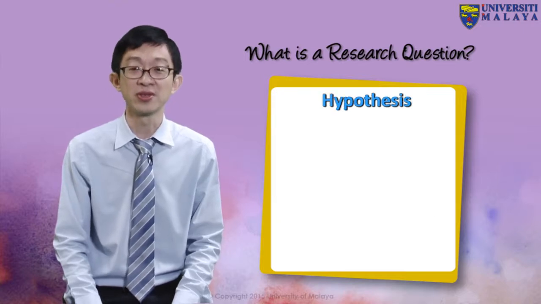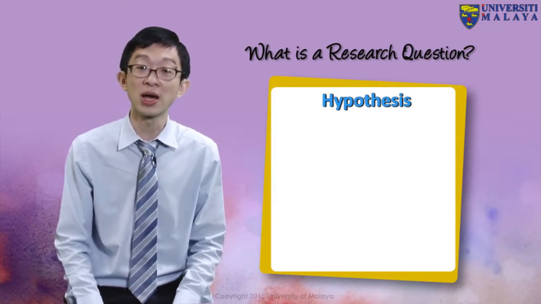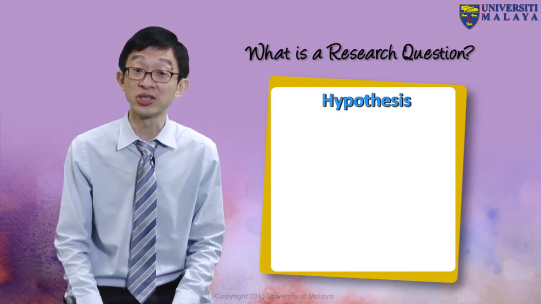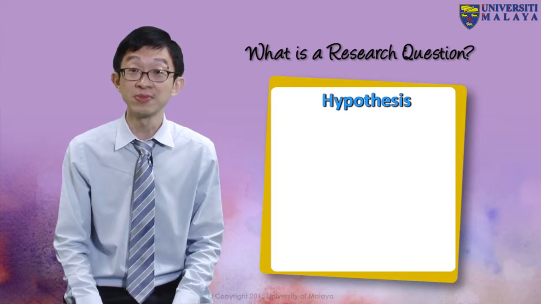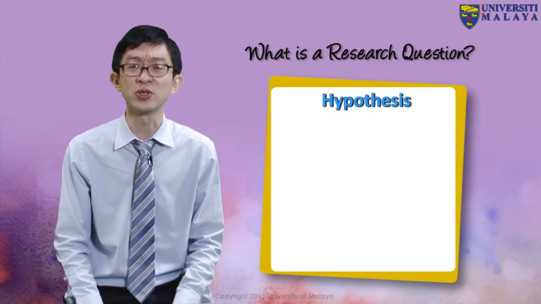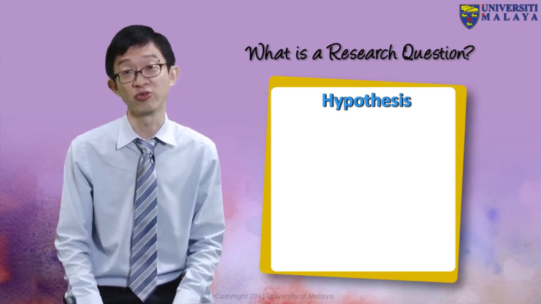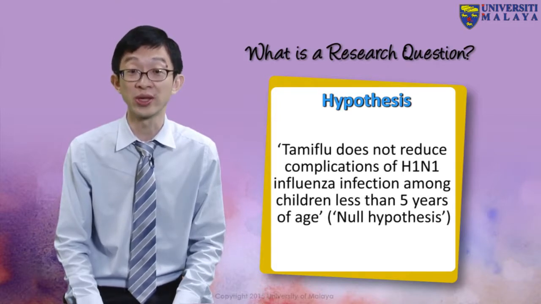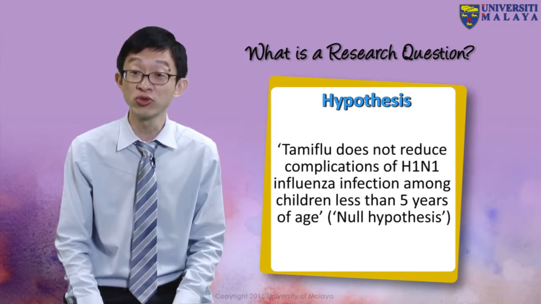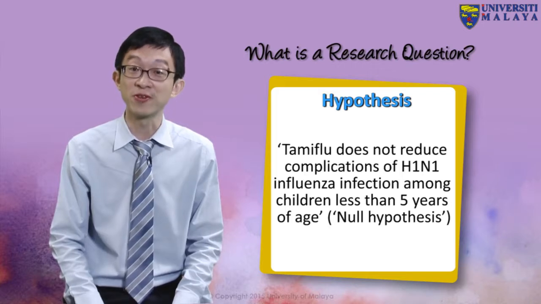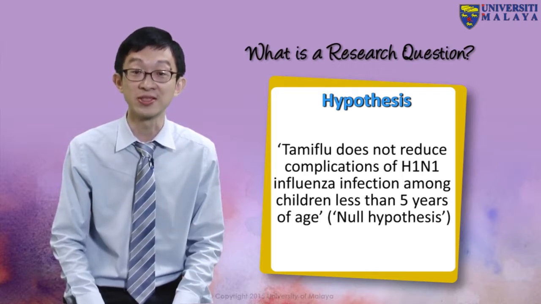In a hypothesis, you are trying to postulate an outcome based on an assumption. You are testing whether your prediction is correct or not. Sometimes the hypothesis is phrased in a way to prove that there is no difference between the intervention and the control group. For instance, Tamiflu does not reduce complications of H1N1 influenza infection among children less than 5 years of age. This is what we call the null hypothesis. If Tamiflu is proven to be effective, the null hypothesis is then rejected.